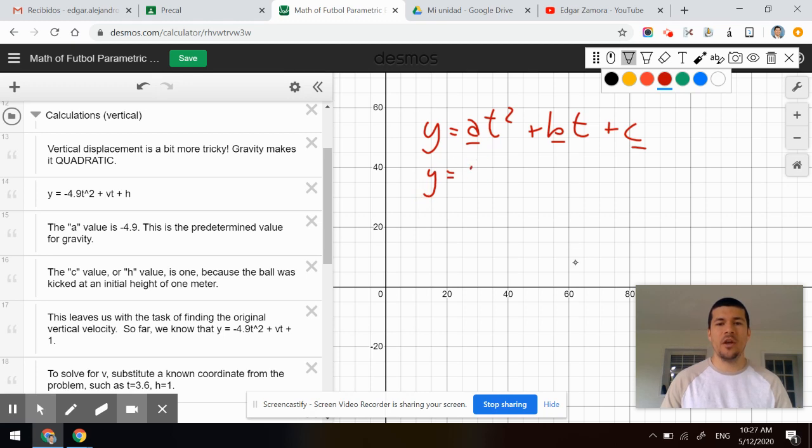So the first one is given because gravity is involved. Anytime gravity is involved with projectile motion, we're going to use negative 4.9 meters per second squared. So that's a physics discussion, so we're just going to leave it at that. That is always going to be the same with objects flying in the air.